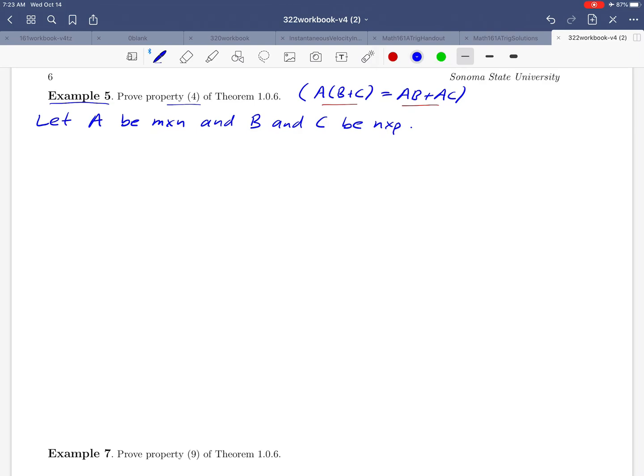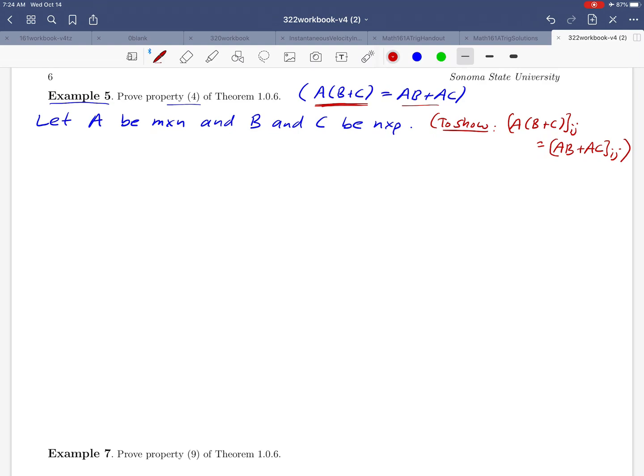Okay, and just to kind of get our bearings here, let's start maybe by thinking about what we really need to show here. Okay, so we'd like to show that an arbitrary entry of this matrix over on the left, which if we wrote it out would look like this, is equal to an arbitrary entry of the matrix on the right. Okay, so AB plus AC ij. Okay, we'd like to demonstrate that that's true for any row i and any column j.